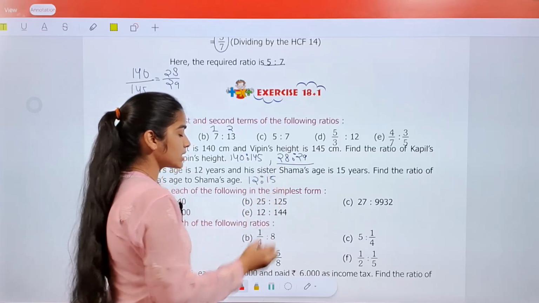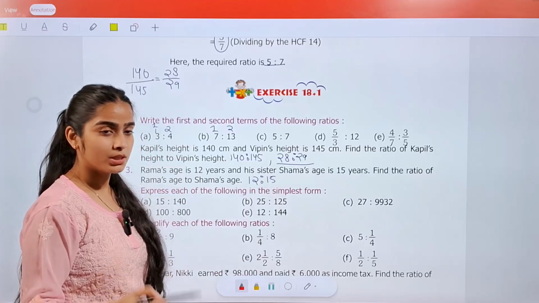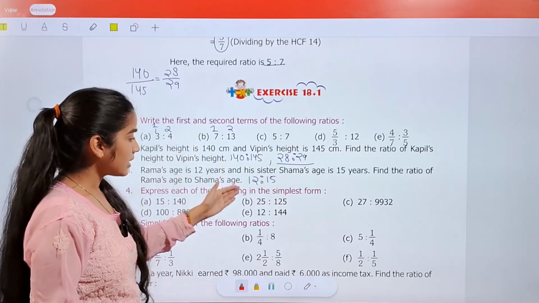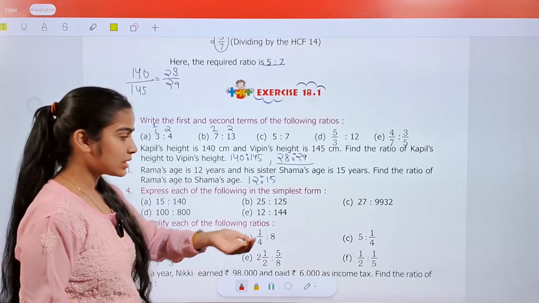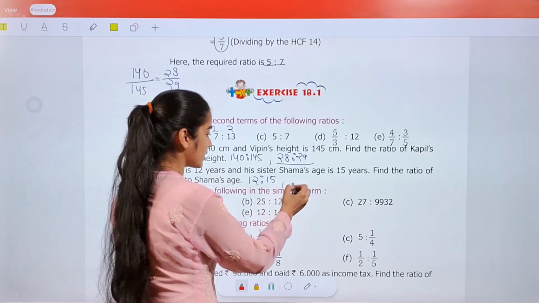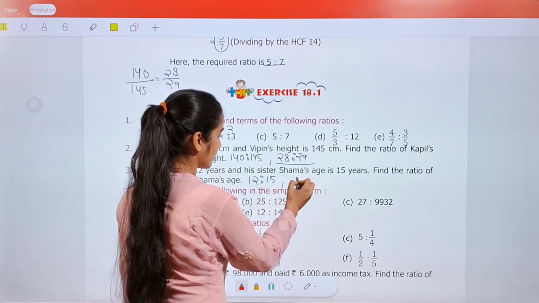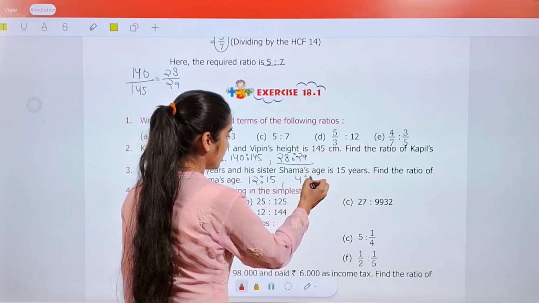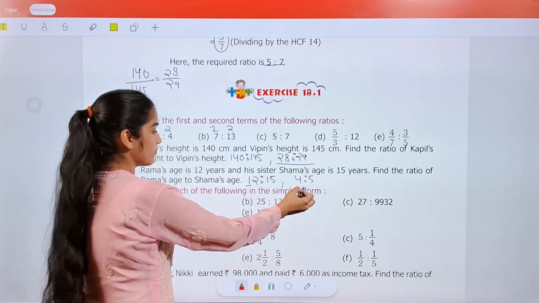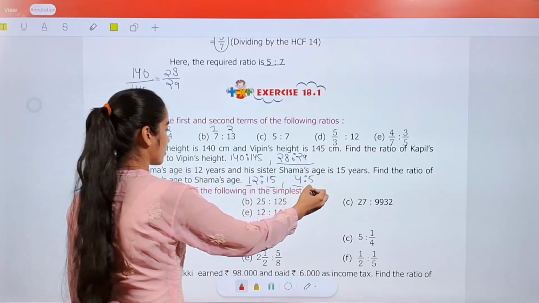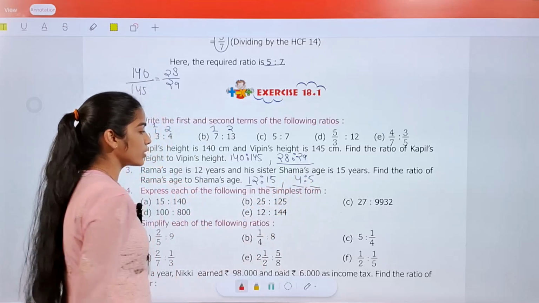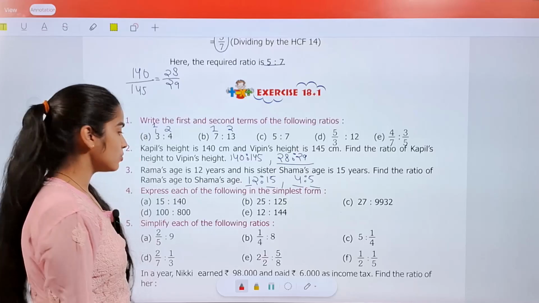12:15. Always consider, students, that the first term given to us, the first number given, is our first term, and the second number given is our second term. Next we have 4:5, with the help of 3's table: 4 at the place of 4, and in 3's table 15 is at the place of 5. So the simplest form of 12:15 is 4:5.